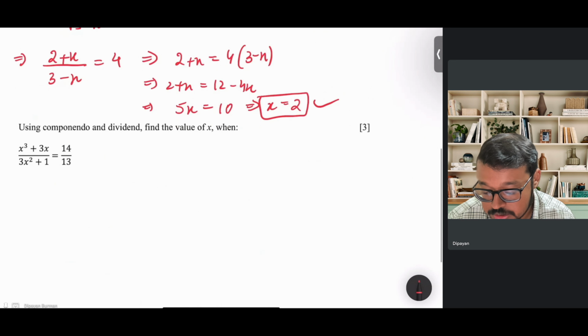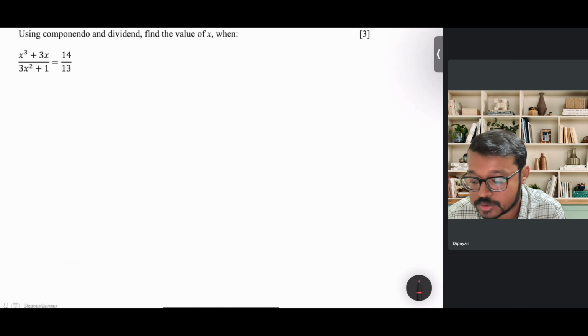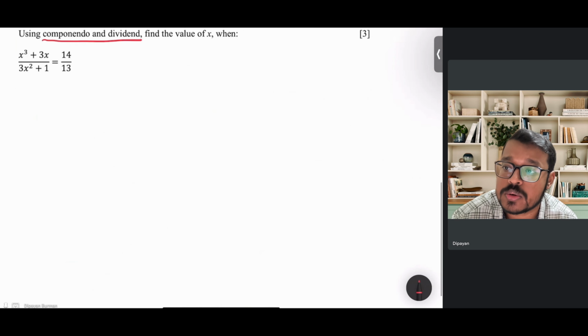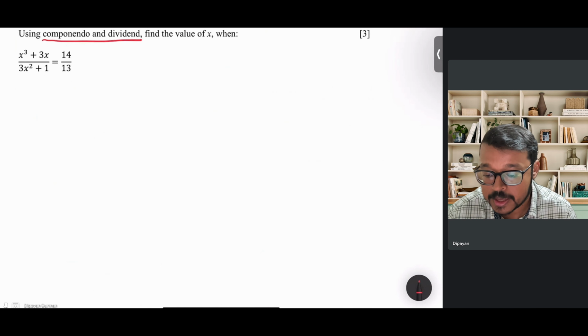Then let's solve the next question. Here they're asking using componendo and dividendo. So they have specified which property to use. They may not specify, like in the previous question, so we need to understand ourselves which property to use. So here, using componendo and dividendo, we need to find the value of x.